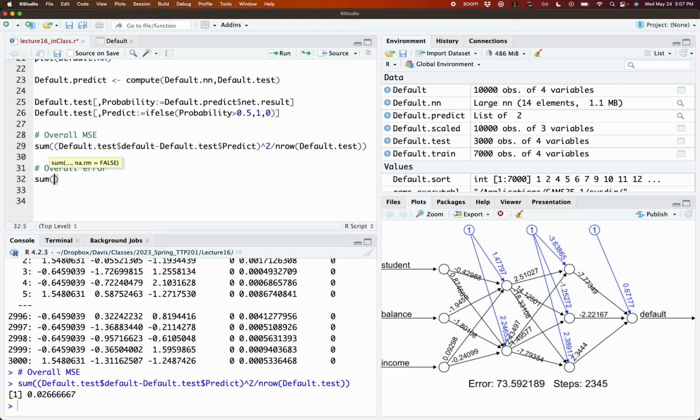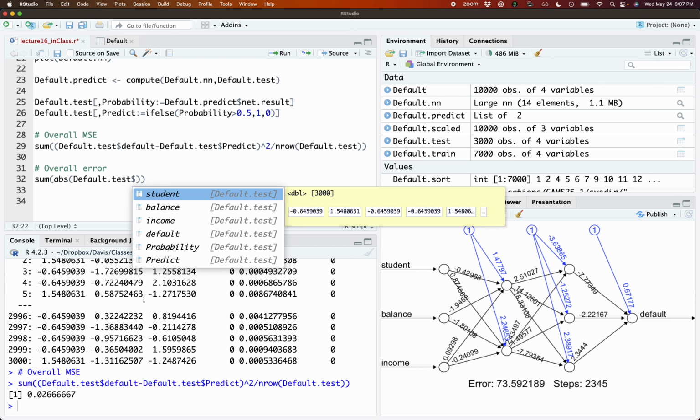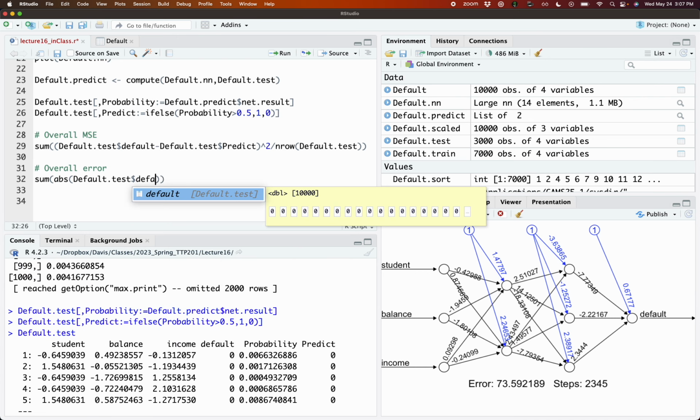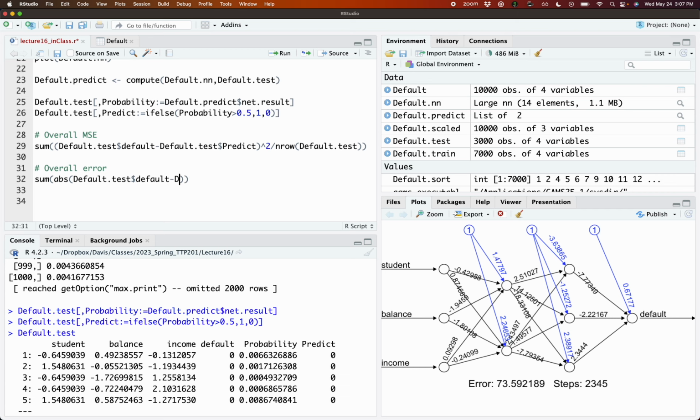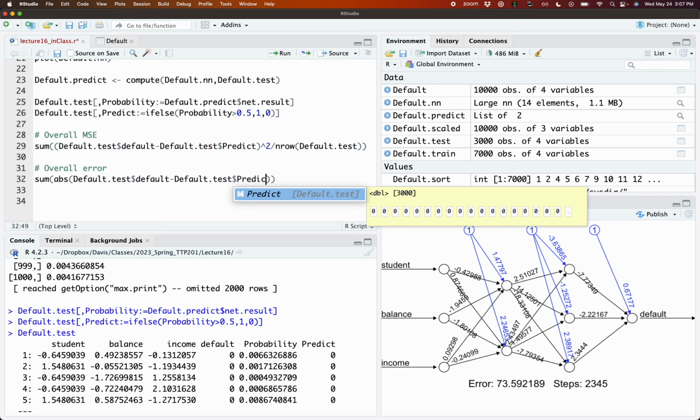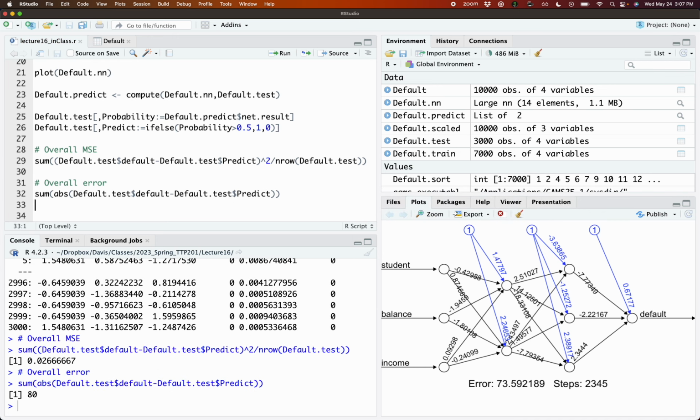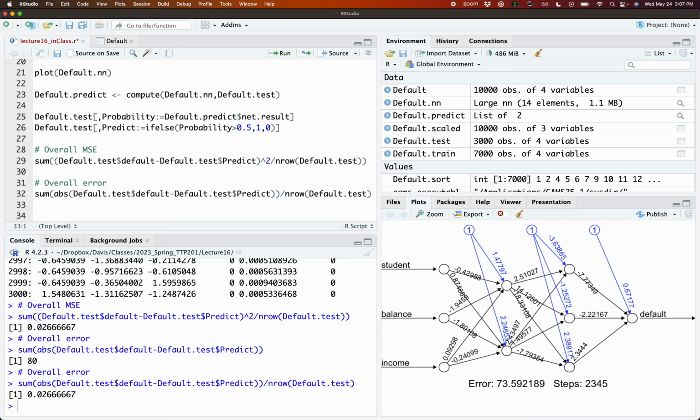So sum. Actually, does anyone know how you do absolute value? Is it ABS? Yeah, it is. Okay, absolute value of default.test$default minus default.test$predict. Okay, so 80. So this should be divided by nrow of default.test. 0.26. Okay, so this has a 2.7% error rate.